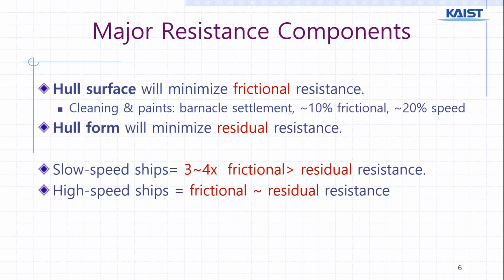While the surface will affect the frictional resistance, the residual resistance will be affected by the hull form. So how the hull cuts through the water and how that shape interacts with the water around it will define its speed. For slow speed ships, generally the frictional resistance is 3 to 4 times more than the residual resistance, because it has to get over that initial static friction. But for high speed ships, when already in motion, they can become an almost equal amount.